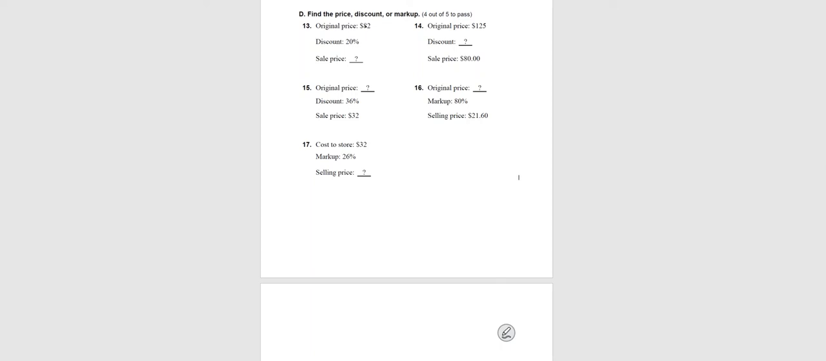So if our original price on number 13 is 82, but there's a 20% discount, that means we need to figure out what 20% of 82 is first. So we do 0.20 times 82, and that gives us 1640.